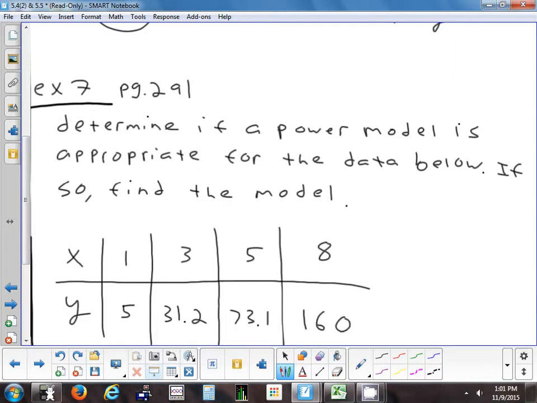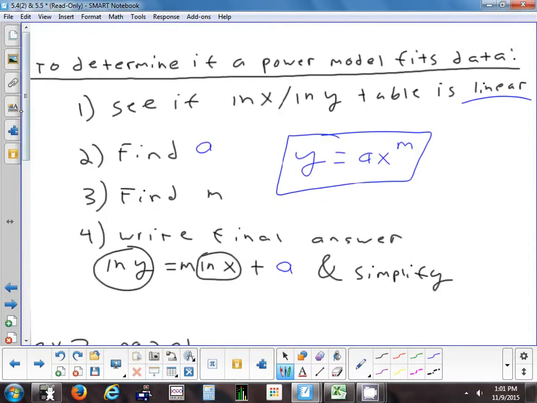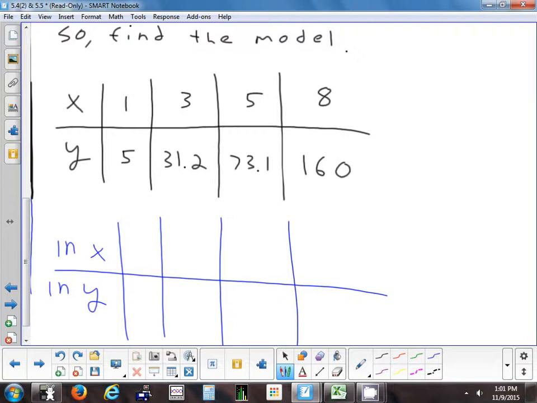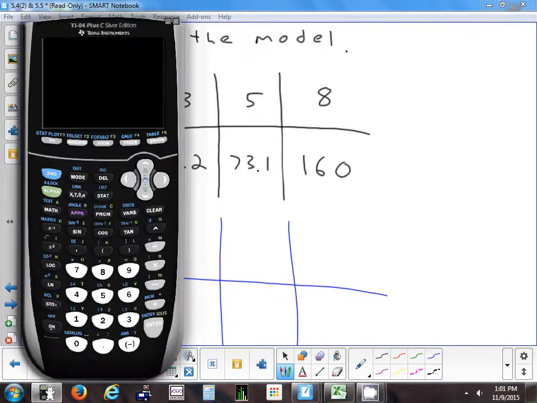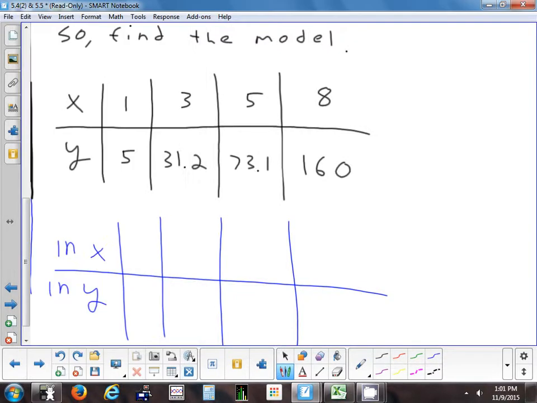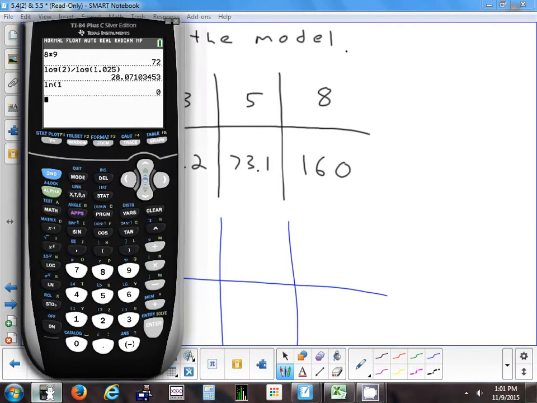All right. So step 1, first determine if a power model is appropriate. So we need to create a new table taking the ln of every x and y value we have. Okay, so I'll do the top ones. If somebody has their calculator and can just type in the bottom ones, that'll help us out a little bit. All right, so we have ln of 1. Okay, that gives me 0. Okay, ln of 3.